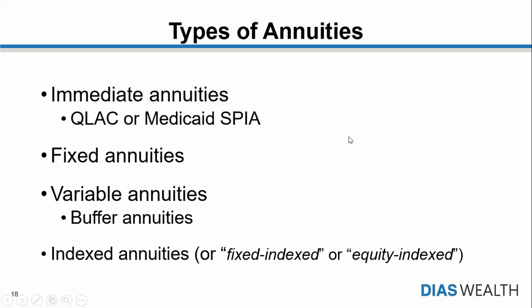Let's look at the 4 different types of annuities. You have immediate annuities. That includes your qualified longevity annuity contract, or QLAC for short. And you also have your Medicaid SPIA. I'll go a little bit more into detail. Fixed annuities, variable annuities. You have their offspring, buffer annuities, which coincidentally I also missed in the history of annuities, the buffer annuity, which we'll go over as well. And then index annuities. Sometimes they're referred to as fixed index or equity index.